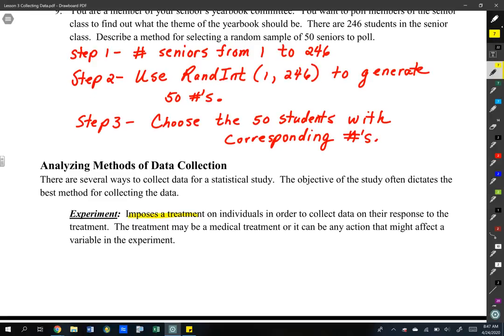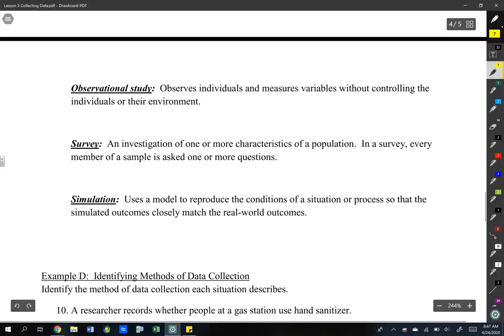Next page here, observational study. That's when you observe individuals and measure variables without doing any controlling, not changing anything. You're just simply observing individuals and measuring variables. A survey is an investigation of one or more characteristics of a population. In a survey, every member of a sample is asked one or more questions.